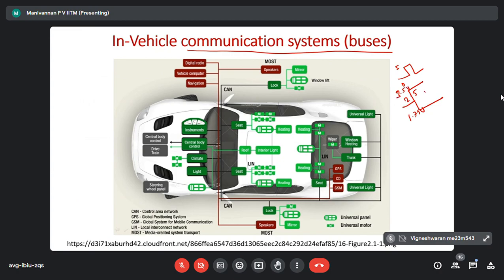Correct? In case of CAN bus, normally it will be 2.5 volts. When we want to send data, please note that these are called digital buses, digital communication buses. That means the signal sent will have only two voltages, which represent a binary value, 0 or 1. Digital means binary number, 0 or 1.